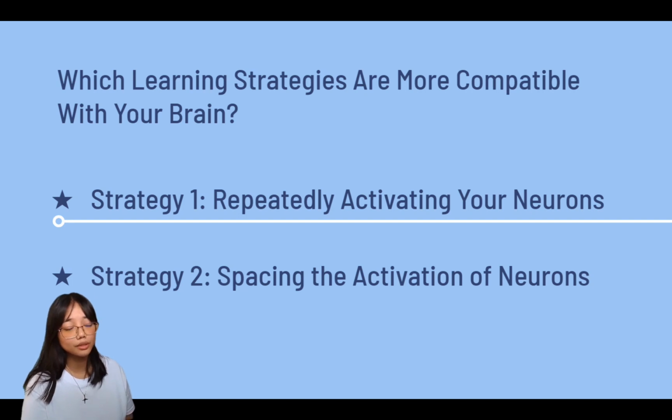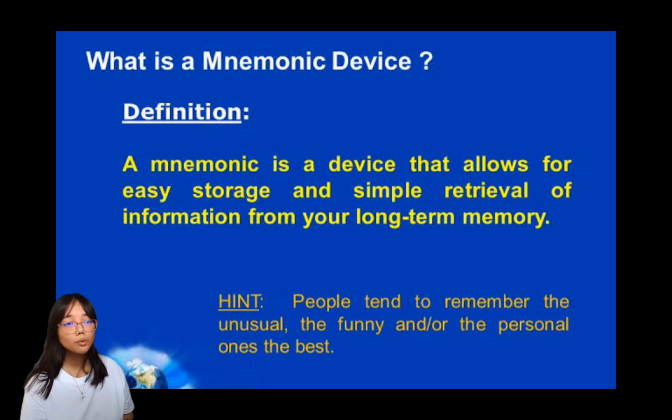Over time, this process of strengthening connections between the neurons will allow us to learn and improve our skills. Another way to activate the neurons is to use memory techniques such as mnemonic devices, which are tools that can help us remember information more effectively. So mnemonic devices are based on the idea that our brain is able to better remember information that is presented in a meaningful and organized way.